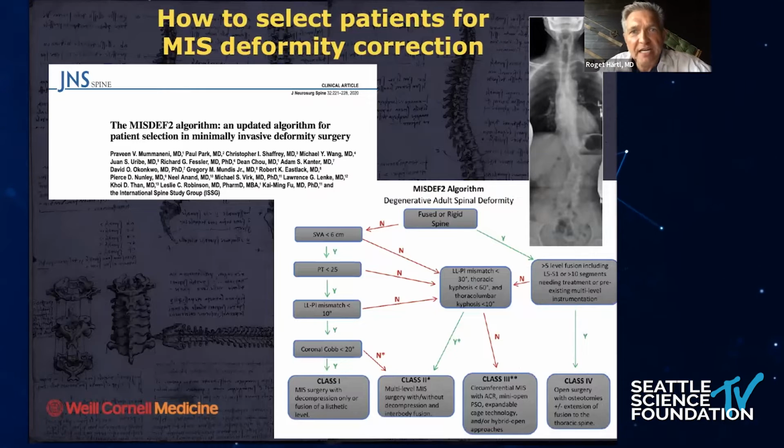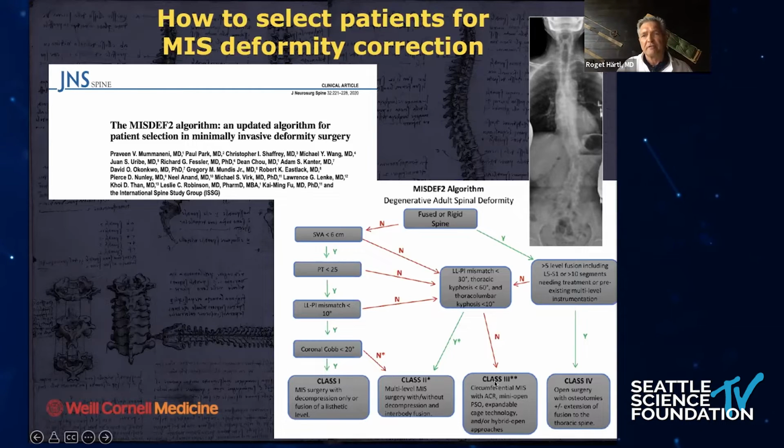How do we make the decision? Obviously, this paper here was really fundamental. Chris Sheffer just talked about the ISSG, and this is a paper that came out of the ISSG. Kai Fu, who's one of my partners, was very involved in this as well. There was a precursor paper a number of years ago, and then the follow-up paper that really describes that the majority of deformity cases, unless it is a fused or rigid spine, can be addressed at least partially with MIS technology.